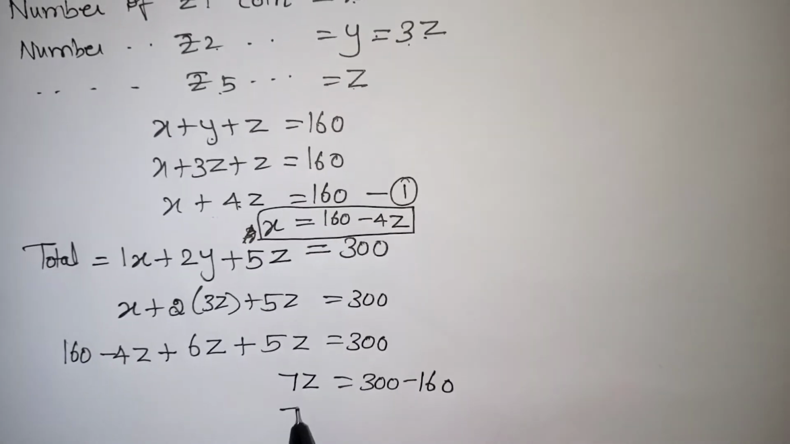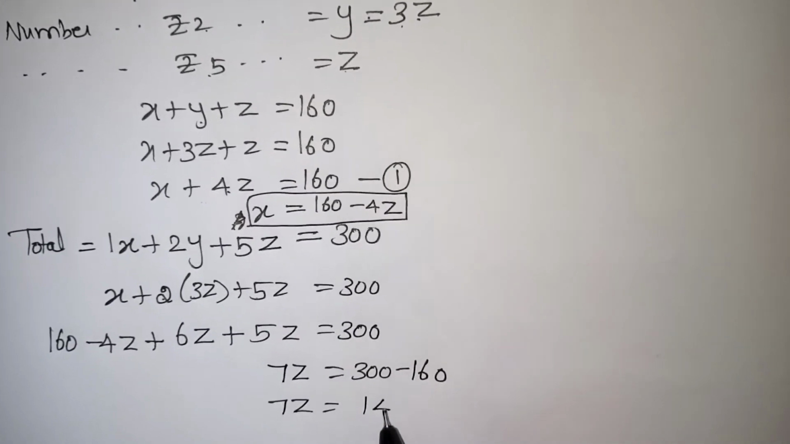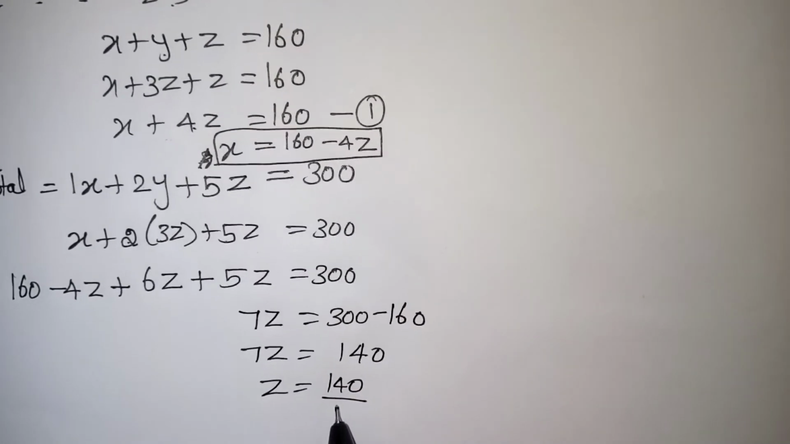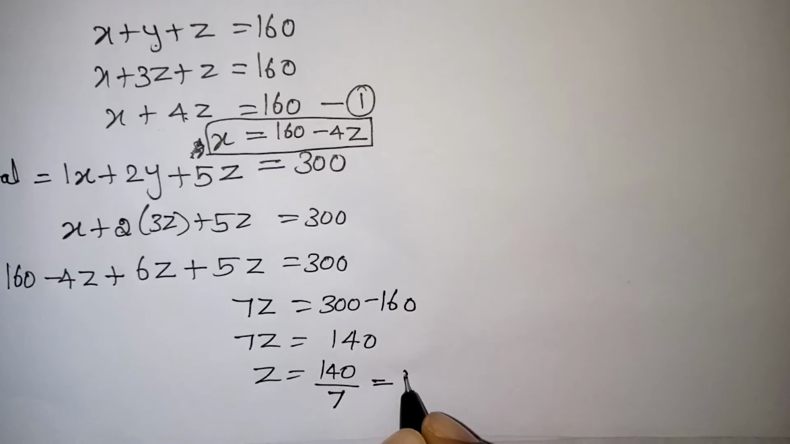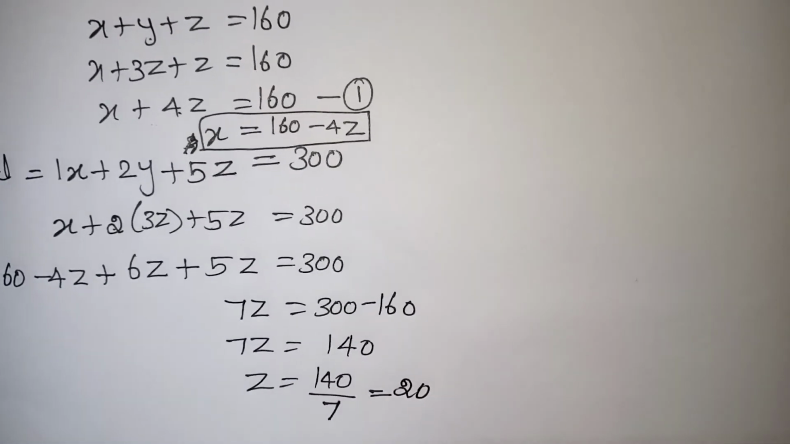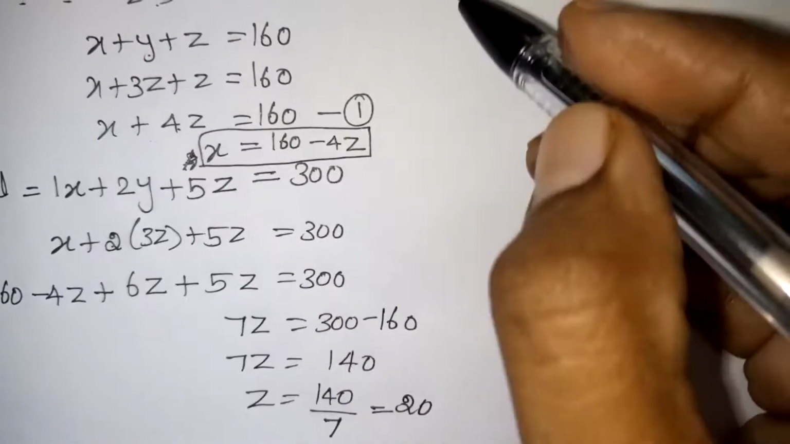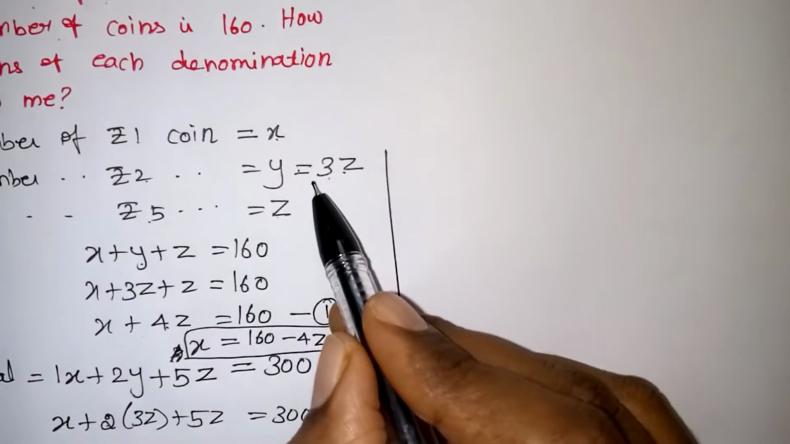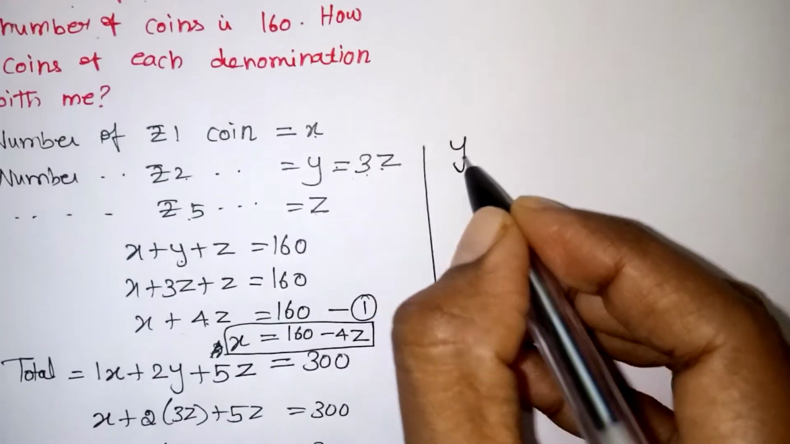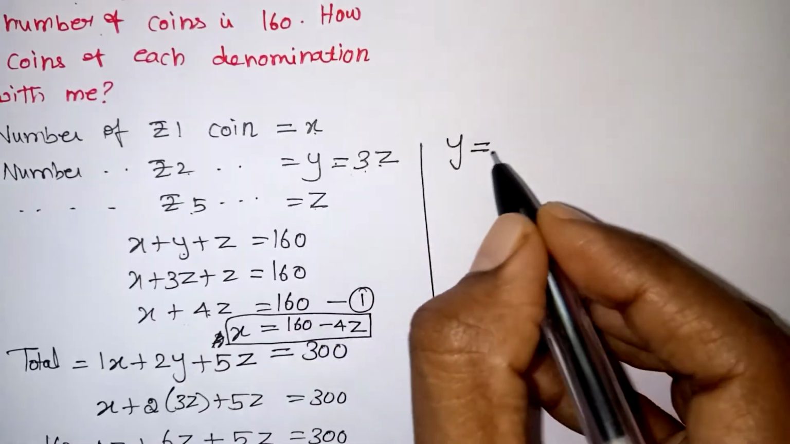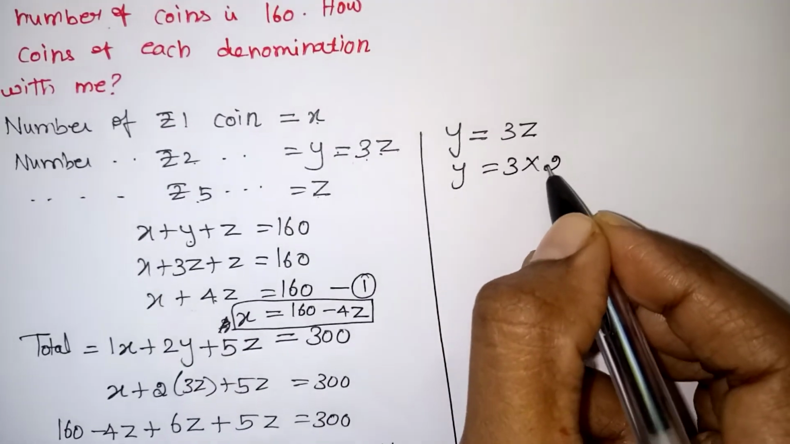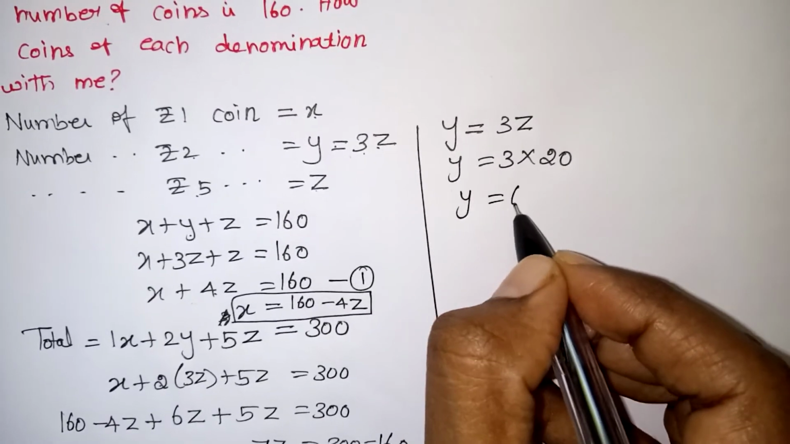So 7z is equal to 140. So z is equal to 140 by 7, that will give you 20. So the z value we are getting is 20. With the use of the z value, we can get all the other values now. So I am going to substitute the z value here to get the y value. We know that y is equal to 3z. So y is equal to 3 into the z value you got, which is 20. So y is equal to 60.